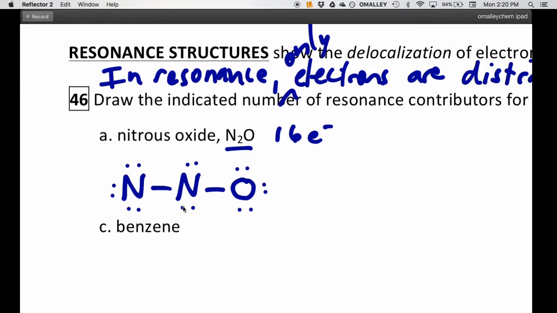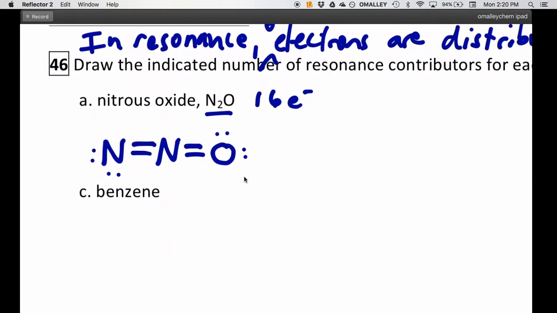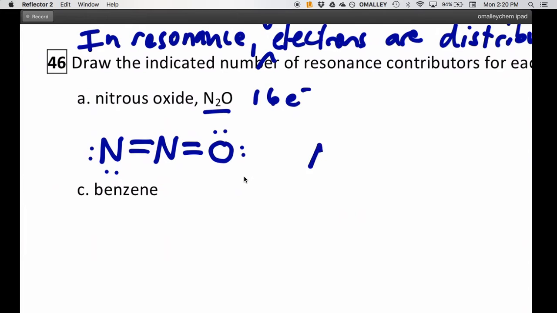So since I'm off by 4, I need to have 2 extra bonds. So if I take away a pair from each nitrogen and make them share 1, and then I'll take a pair from the other nitrogen and an oxygen and make them share a pair, then I get a structure that looks like that. And that works. But this is not the only valid structure. We can also draw a nitrogen connected to a nitrogen and connected to an oxygen, but the sharing can look differently. Instead of 2 double bonds, we could have 1 triple and 1 single and have the same electron count and still satisfy the octet everywhere.